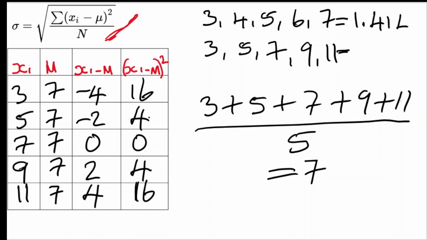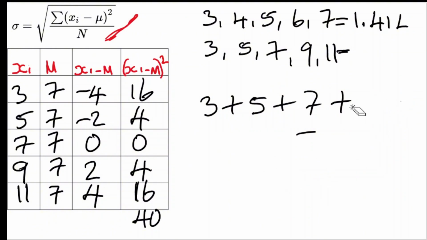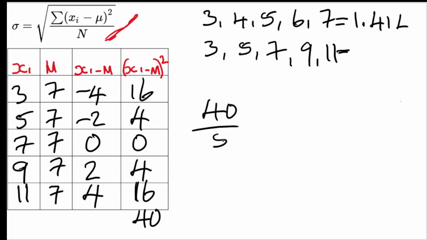So what's the summation here? 16 plus 4 plus 0 plus 4 plus 16. We have equals to 40 as our summation. So what's the next? According to our formula, the next one is to divide by the number of population. So 40 divided by 5 to give us 8. Then what's the square root of 8?